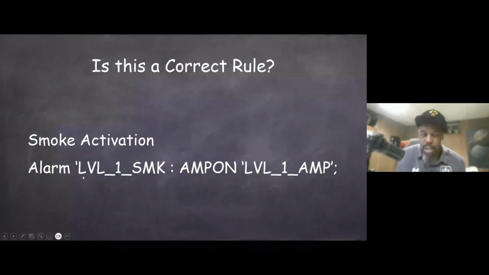When we get into the rules, I'll actually show you that. So it should be alarm, smoke, and then your rule label, also with the colon, and then same problem over here. We turn on the amp for this particular level.